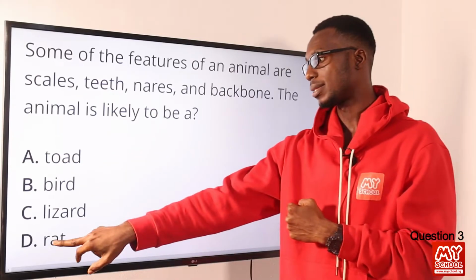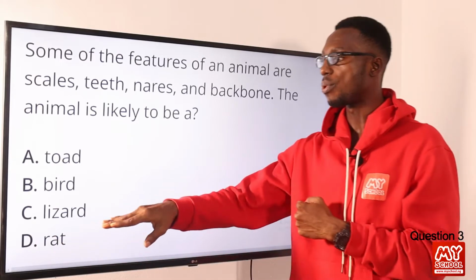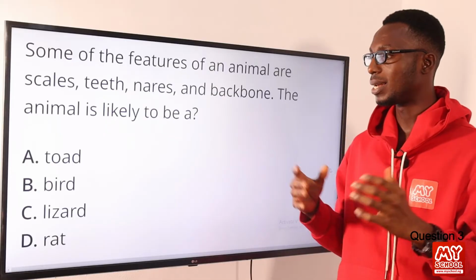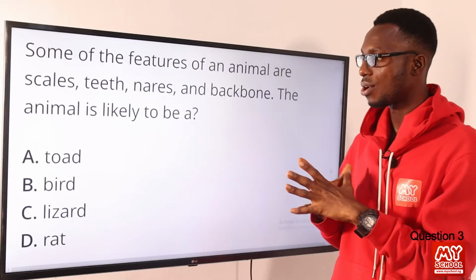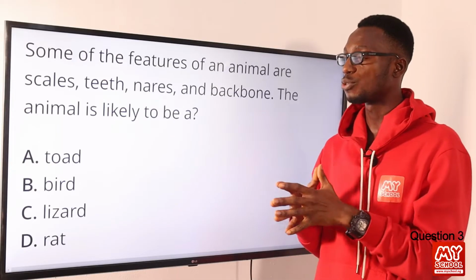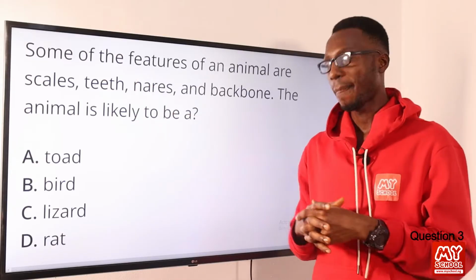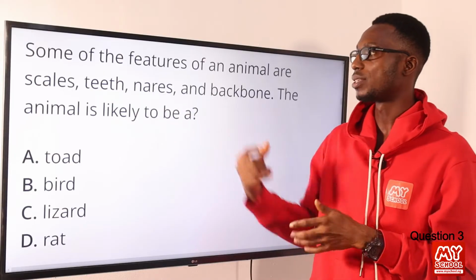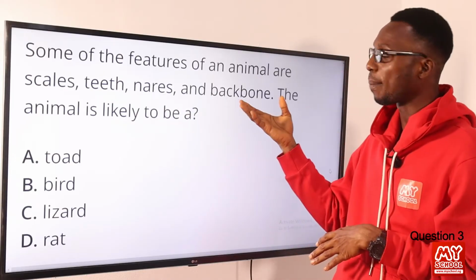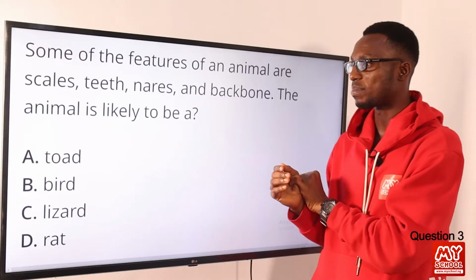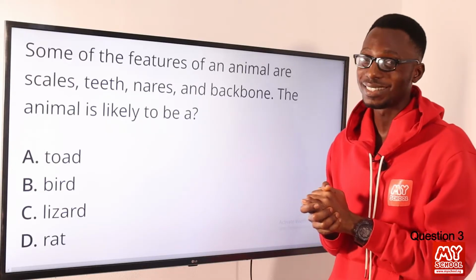Then talk about rats. Scales as well, eliminated this. But when you come to lizard, reptiles, your lizards, your turtles, your snakes, and the likes, they have scales on their body. These scales are actually to prevent water loss. And of course, they have teeth. Yes, they have teeth. They have nostrils, the nails, and backbone. So the animal is likely to be a reptile, a lizard. So option C is the right option.